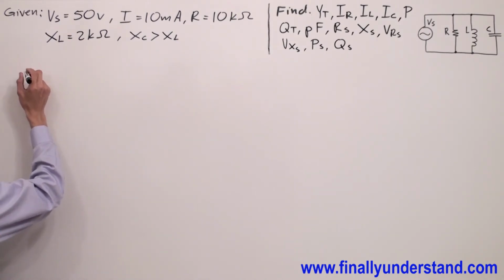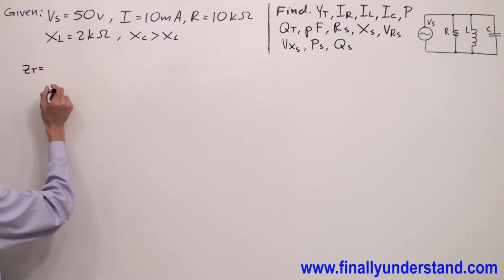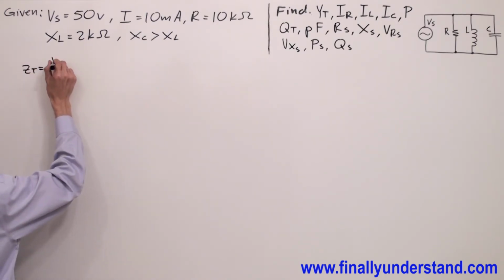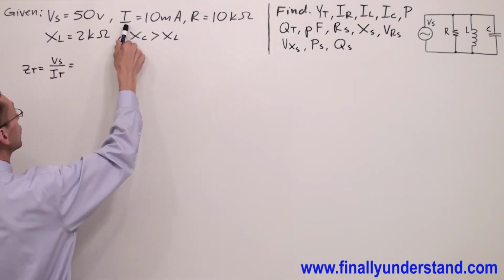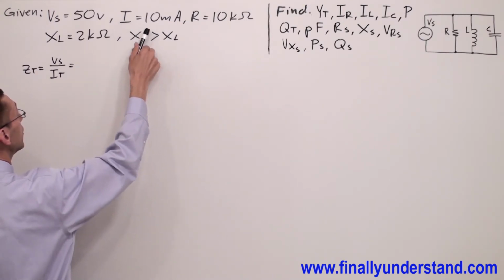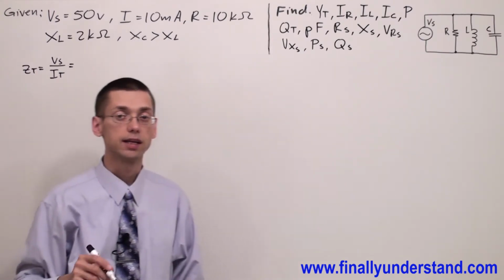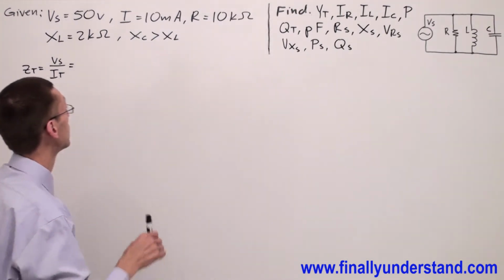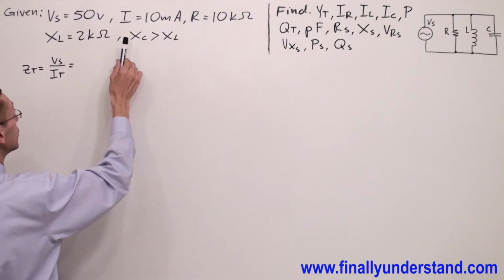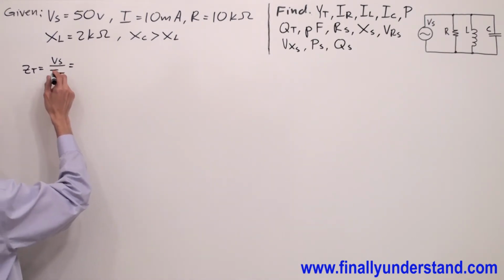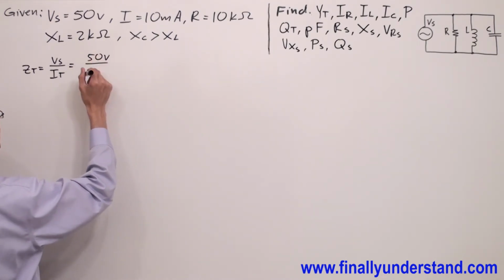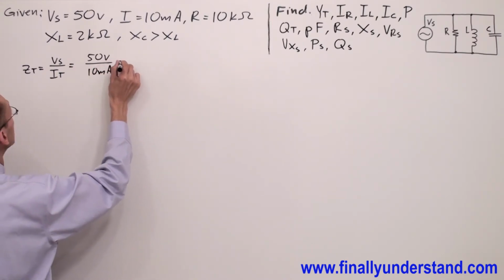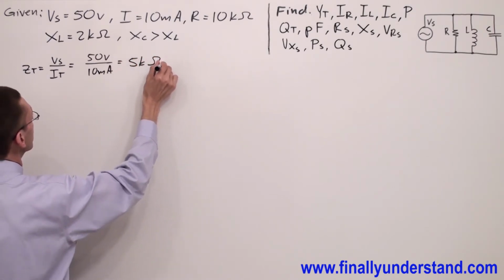So Z total is equal to voltage source over I total. Okay? I don't have I total, but the current which is given is nothing else, just my I total. If it's not specified that this is IR, IC, IL, this is your I total. So I have voltage source is equal 50 volts over I total 10 milliamps is equal 5 kiloohms.